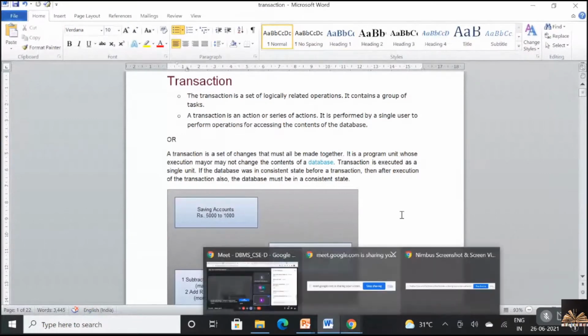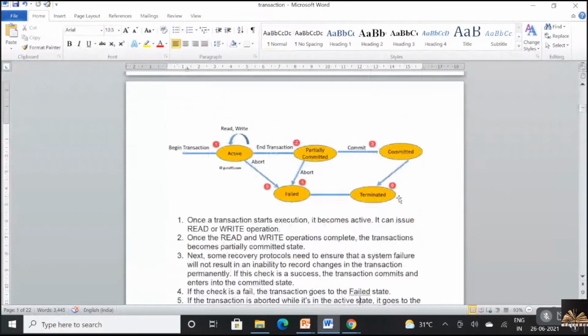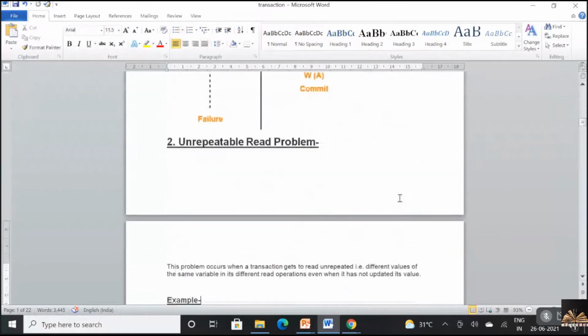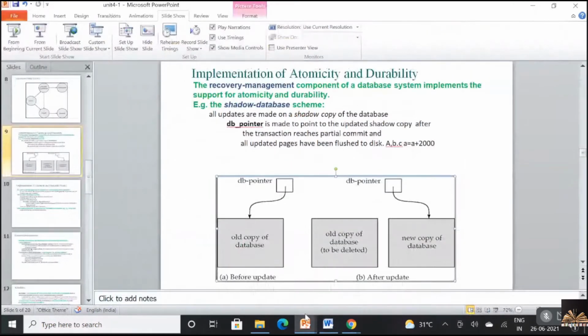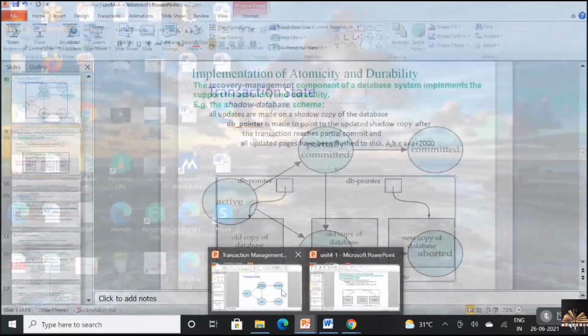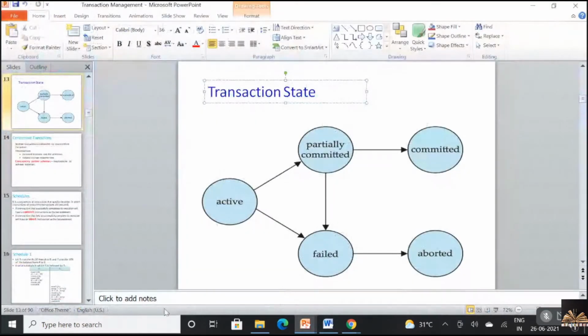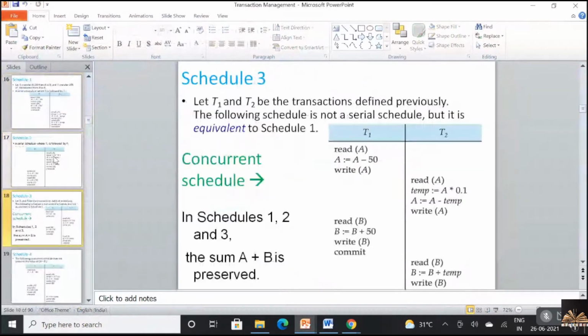One second. I was just looking for an example. Only concurrent schedules are there. Okay, leave it now.